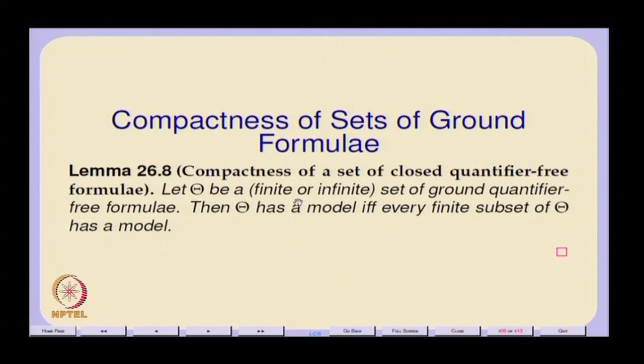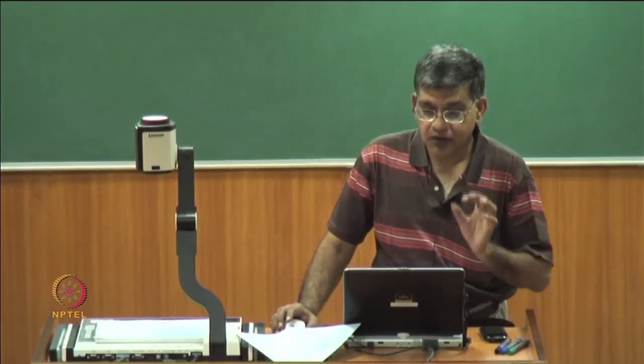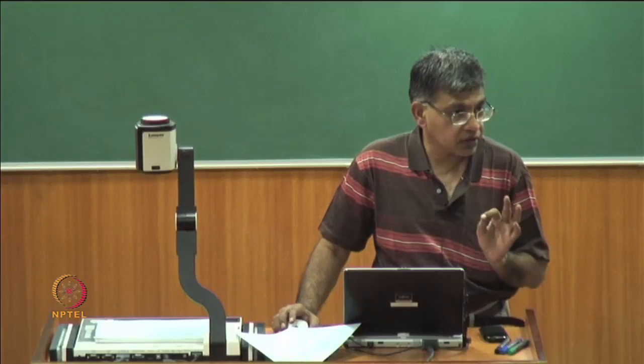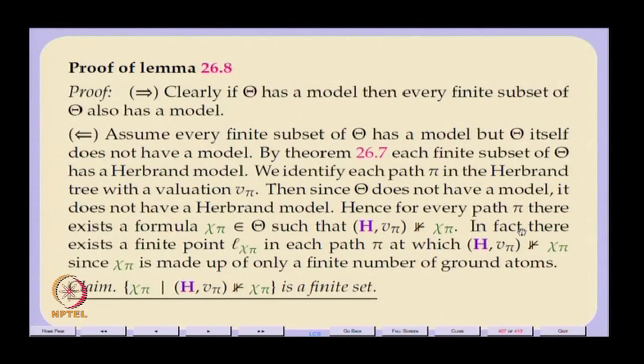So, let theta be a finite or infinite set of ground quantifier free formulae. Remember that when we are talking about proof theory, we are talking about our gamma being finite, whereas now I am saying theta could be infinite too, it does not matter. So, essentially the compactness theorem for closed quantifier free formulae, which are basically ground quantifier free formulae: this set of finite or infinite ground quantifier free formulae has a model if and only if every finite subset of theta has a model. We are going to prove this, and we are going to use the Herbrand tree of interpretations.